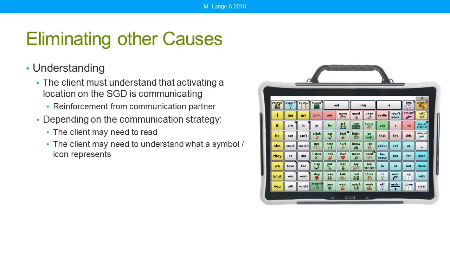Understanding is another big one. The client has to understand that activating a location on that speech generating device is actually communication. And that takes a lot of reinforcement, especially early on. So the client selects something like, I want to read a book, and boy, you better have a really cool book ready to read now. And that way they know that every time they say something, they make a selection, that they have that immediate reinforcement to reinforce you are communicating.